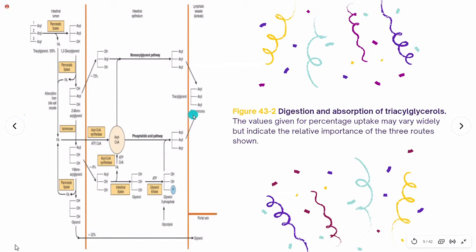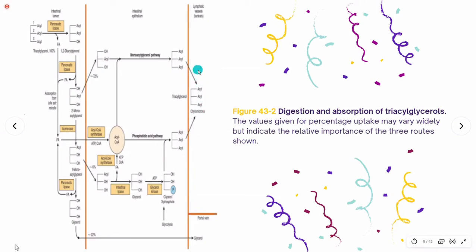What kind of lipoprotein? Coming from the intestine, it is known as chylomicron. Chylomicron is the packaging of your triacyl glycerol so that it can go inside the lymphatics together with the lymph.